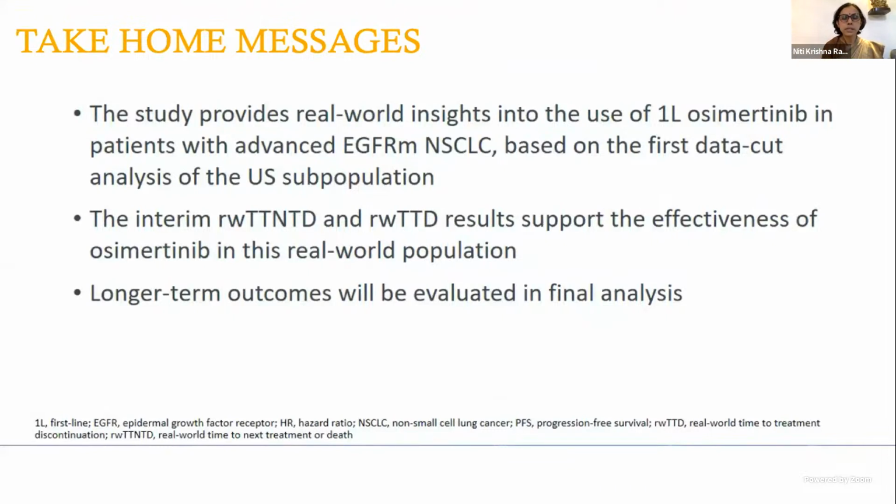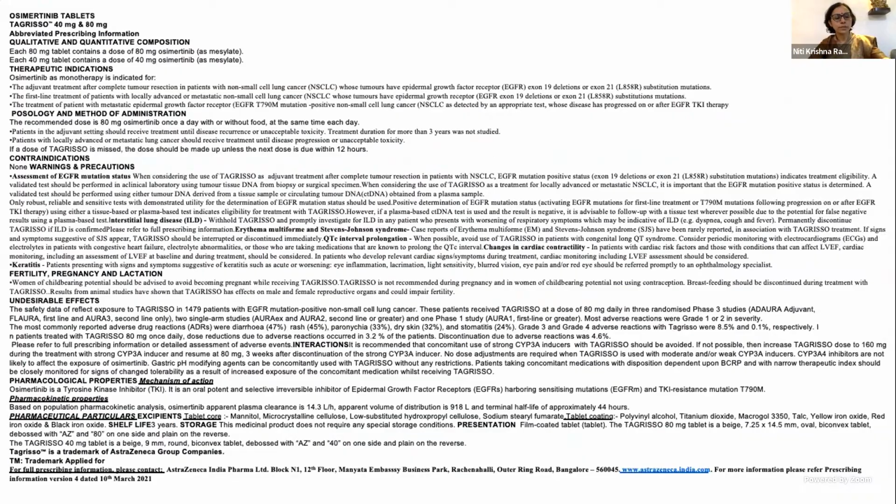This study provides real-world insight on the use of first-line osimertinib in patients with advanced EGFR-positive NSCLC, based on the first data cutoff analysis in the US subpopulation, although the data from other populations is still awaited. The interim data supports the effectiveness of osimertinib. There is a sub-analysis which shows that certain subgroups may not do as well, however, it still remains the standard of choice. Thanks so much.